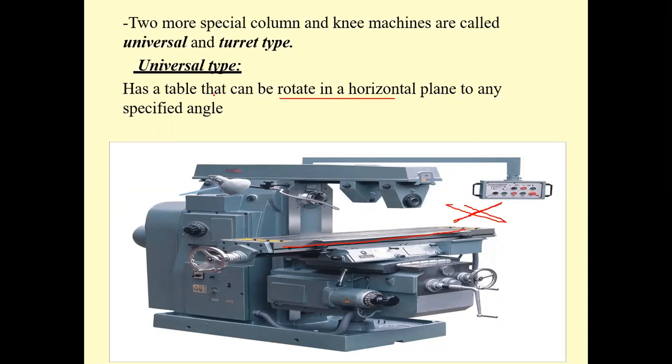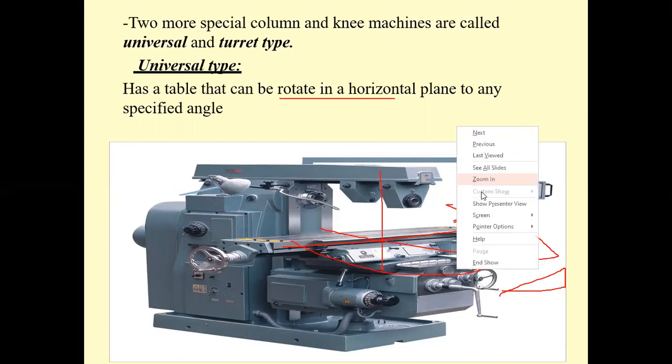Coming to the column and knee type milling machine. In the plain knee type milling machine, you have only XYZ motion. But in the universal type machine, in addition to XYZ motion, you can tilt and rotate this table. The table can be rotated about the horizontal axis, in this direction as well as in this direction. Your table can be inclined like this, or also like this, as well as rotated about this axis. So about a vertical axis, it can be rotated.